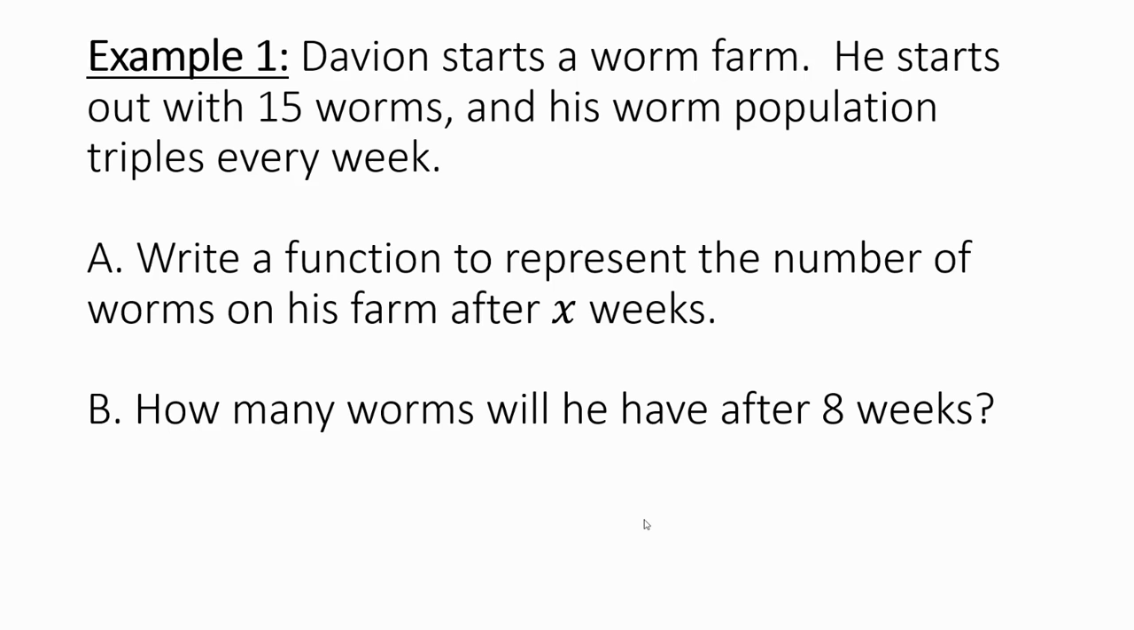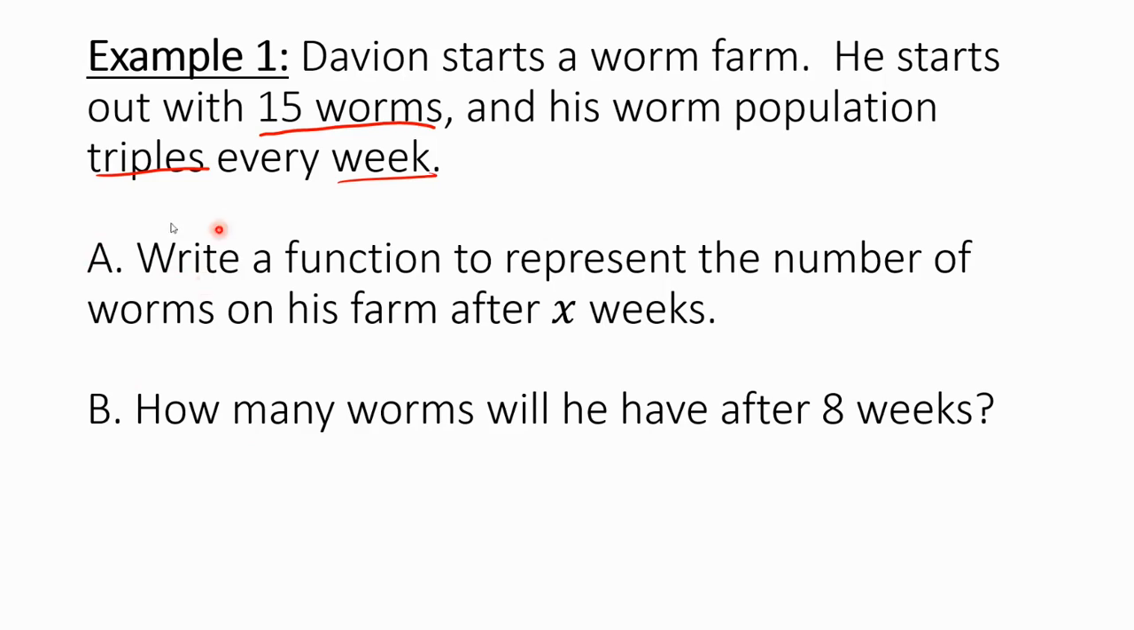Let's look at an example. So Davion started a worm farm. Who knows why? Maybe he wants to monitor worm relationships. I don't know. Maybe he is really into fishing and doesn't want to keep paying for worms. Either way, he's starting a worm farm, and he starts out with 15 worms, and his worm population triples every week. Okay, they want us to do 2 things.